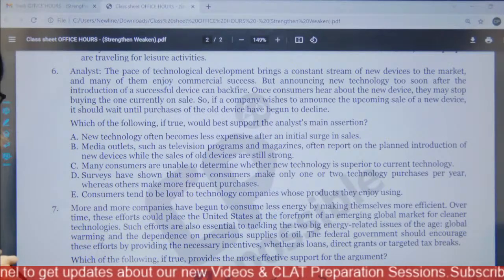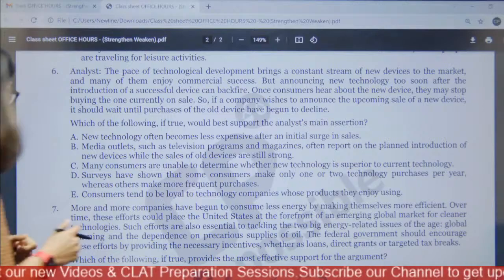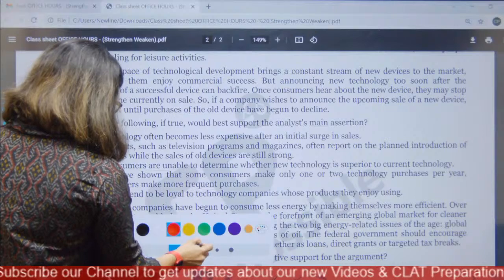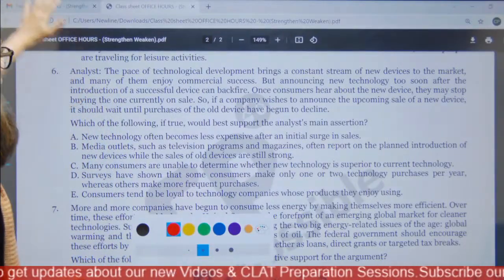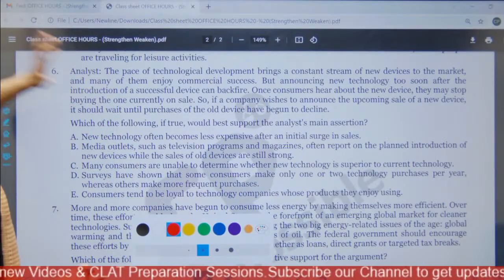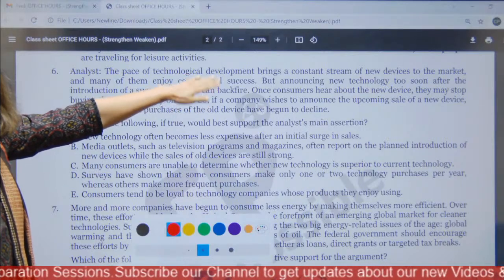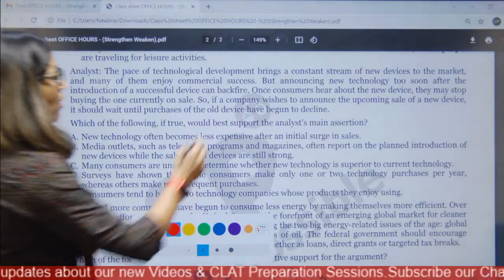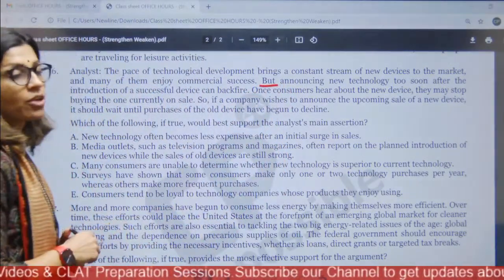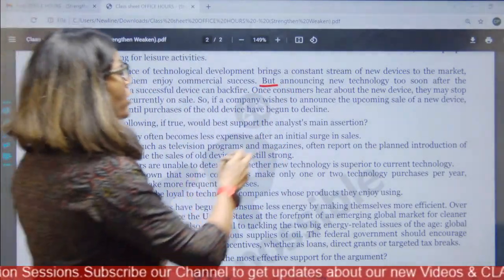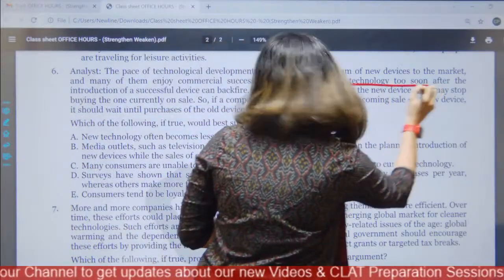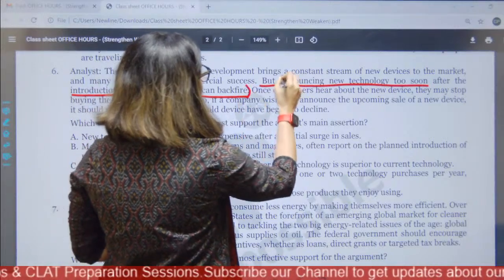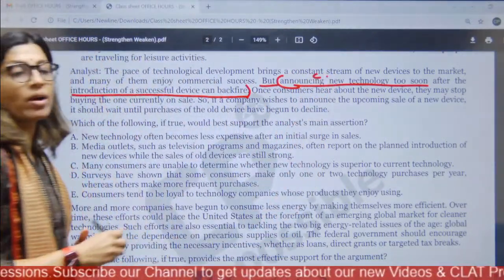Let's come to the sixth one. Now in the sixth one it gives you background information first. The background information is about new technology coming to the market. Here, from this word starts the argument. The author says, announcing new technology after the introduction of a successful device can backfire. This is my conclusion. I hope you agree this is the conclusion.